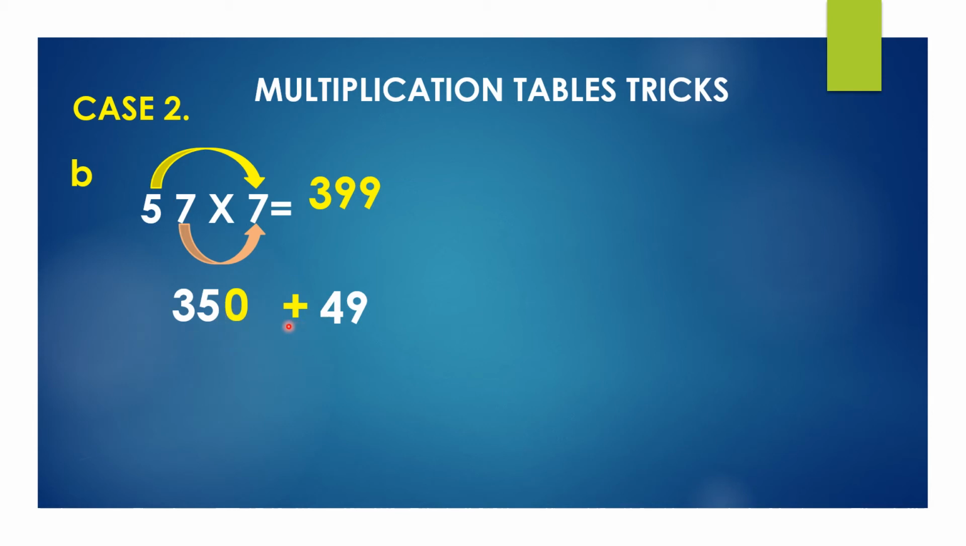Here itself, you can add it mentally. See, 0 plus 9, 9. 5 plus 4 is 9. And 3, as it is, we'll be writing here.